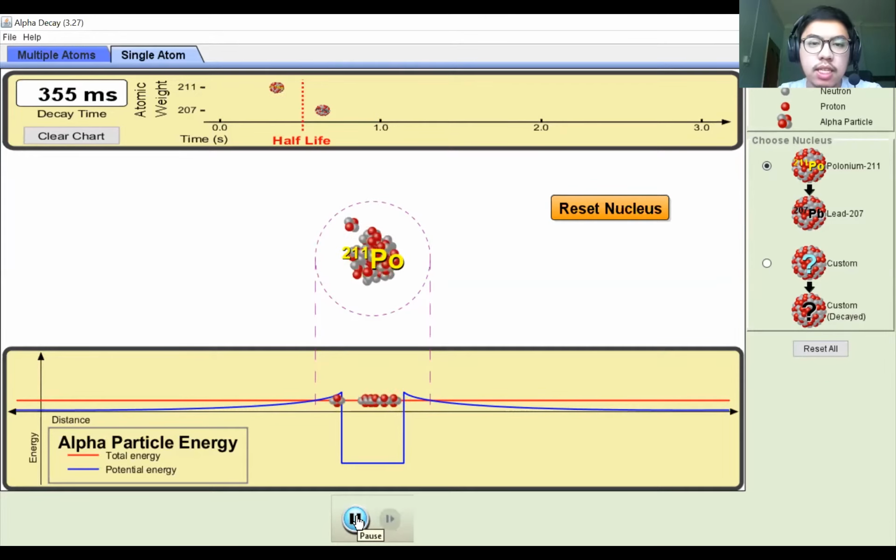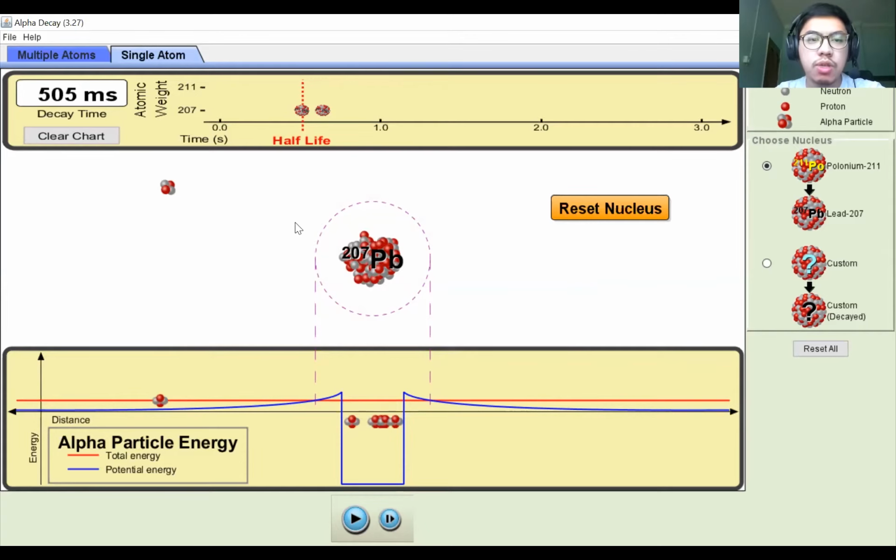Right, so it's unstable. Okay, then it decays. I hope you can see that. So the polonium decays, and then it gives out an alpha particle. That means within its nucleus, it will give out 2 protons and 2 neutrons in the form of an alpha particle. So you have fewer protons and neutrons inside the nucleus.